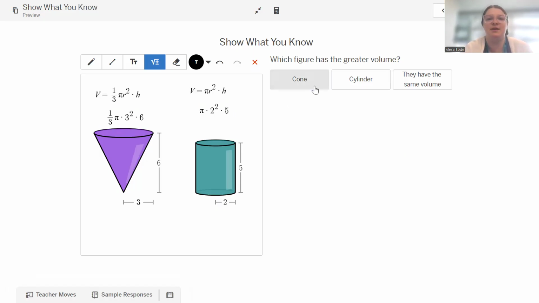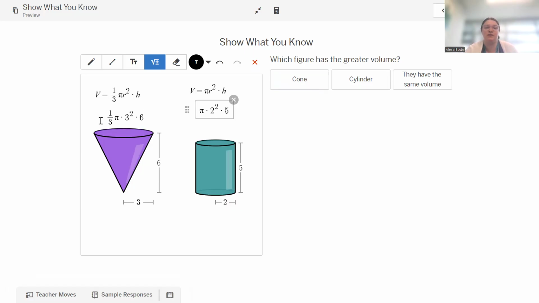And then I think it makes you explain. Yeah, it does make you explain. So go ahead, solve this on your paper. I'm not helping you out anymore from here because the rest of this you can do in your calculator. So put this all in the calculator and solve to see which of these is the larger shape or has the greater volume.